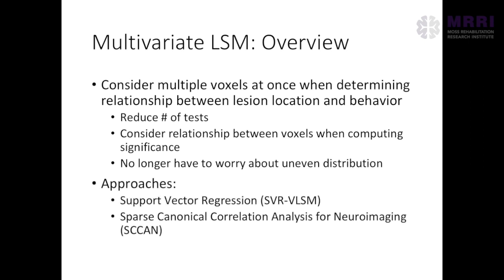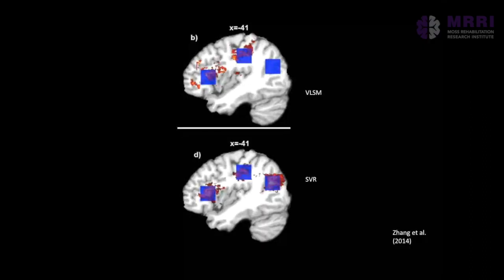So there are two widely used approaches, I would say. The first is support vector regression, or the SVR. That's what we're going to be focusing on today. Another approach that is commonly discussed in the field is sparse canonical correlation analysis for neuroimaging, or SCAN. I think we're going to briefly talk about that a little next week, but in both Aaron Wong's lab and Laurel Buxbaum's lab, we focused on the SVR approach.